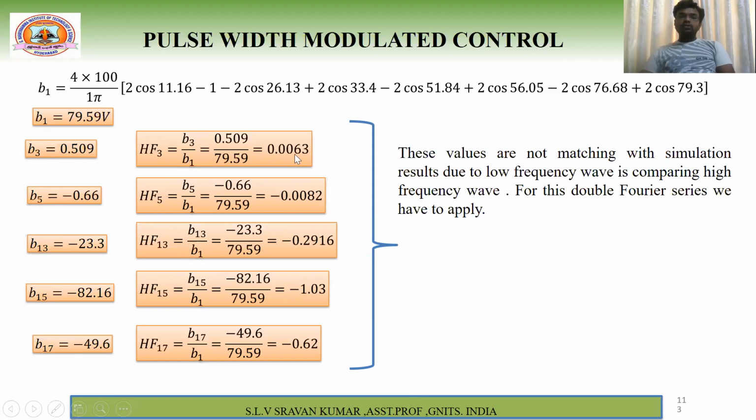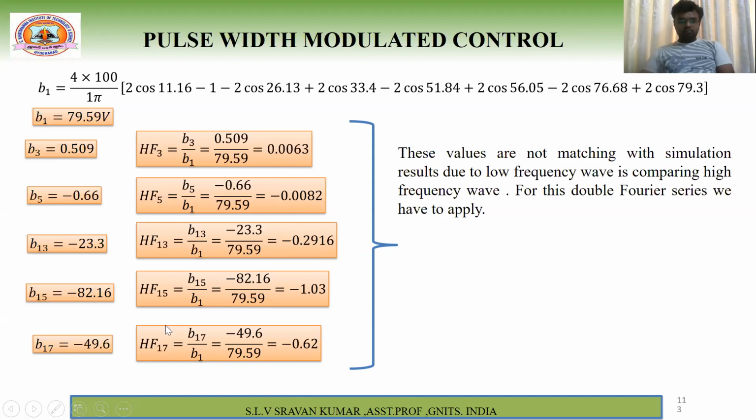That is 0.0060. That means you will get around 0.63 percent in terms of percentage. So this is 0.82 percent. This is some 29.16 percent. This is 103 percent. This is 62 percent. Okay. Now if you observe whether you are getting these values or not, that is most important.